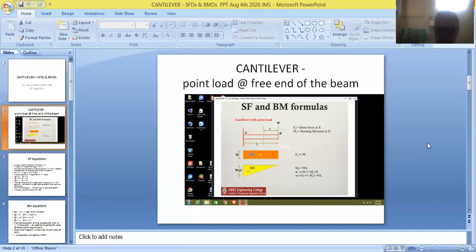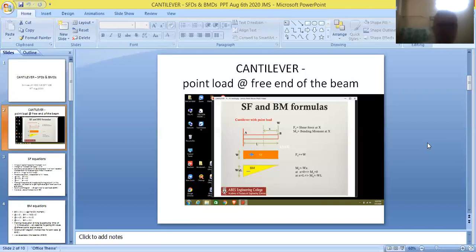So friends, the value of shear force will be equivalent to plus W, and the value of bending moment will be equivalent to minus Wx. So this is the way of framing shear force and bending moment equations.